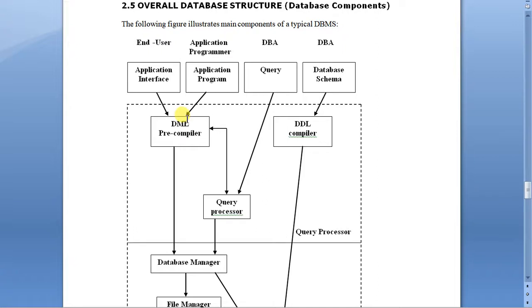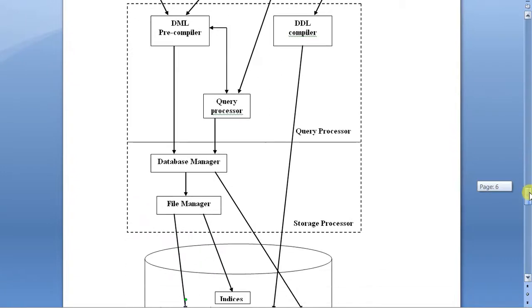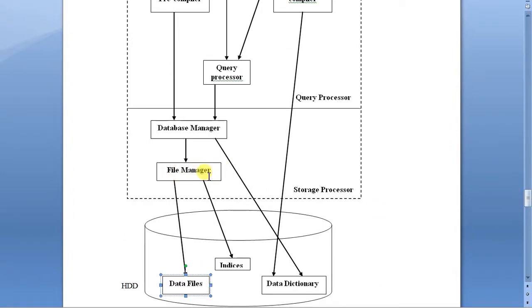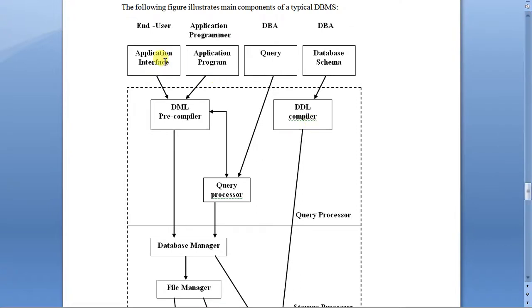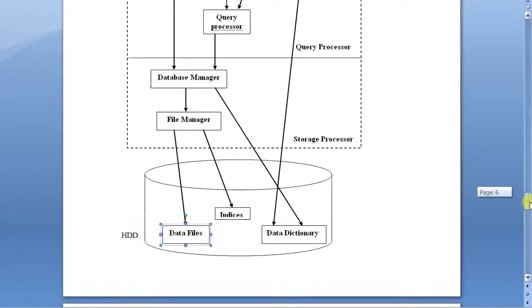You fire a query, it goes to the compiler, it checks, then it goes to the query processor, which converts it into internal code, then the database manager checks the permission, then it gives it to the file manager. The file manager talks to the data file, then the data is sent back, and then it is displayed to the user either on the application program or on the screen or query or whatever window you are using.